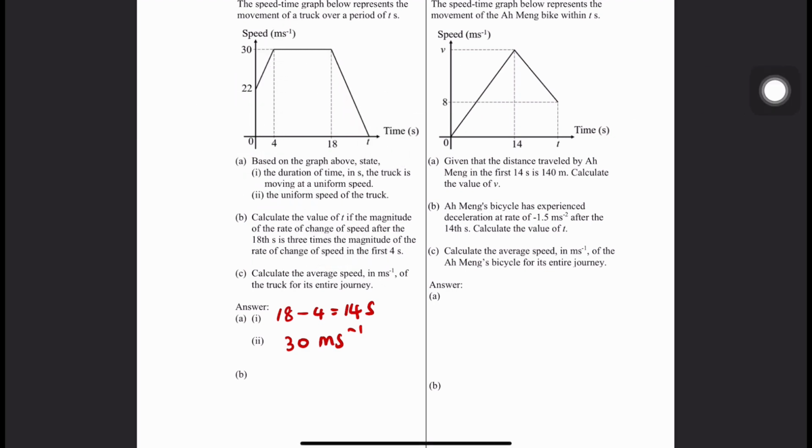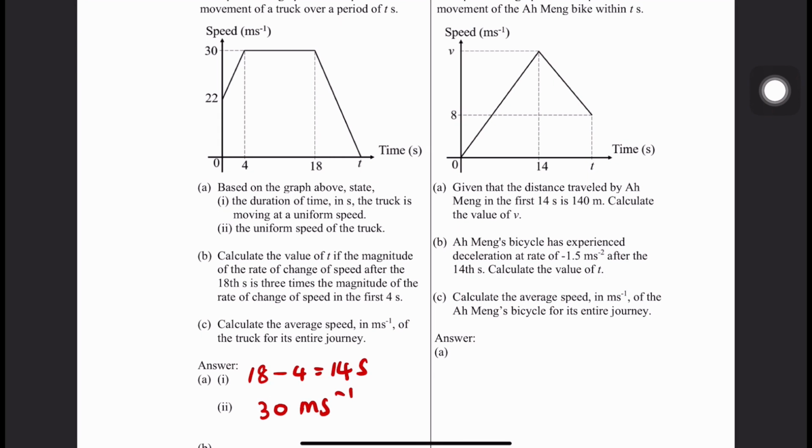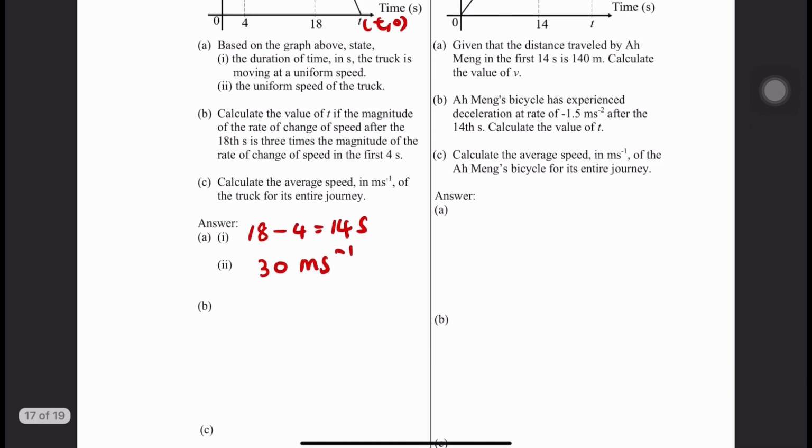Okay, so kita kena cari dulu koordinat. Okay, so this part, okay, koordinat kita is 0, 22. This part is 4, 30. This part is 18, 30. And the last one is t, 0. Okay, so macam ni kita nak buat.